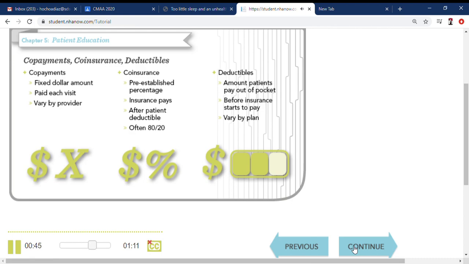member pays $100. Deductibles refer to the amount of money patients must pay out of pocket before the insurance company starts to pay for covered benefits. Deductibles vary considerably from plan to plan. The patient must meet the deductible for each calendar year. Any expenses not covered or disallowed are not applied to the deductible. They are strictly the patient's responsibility.